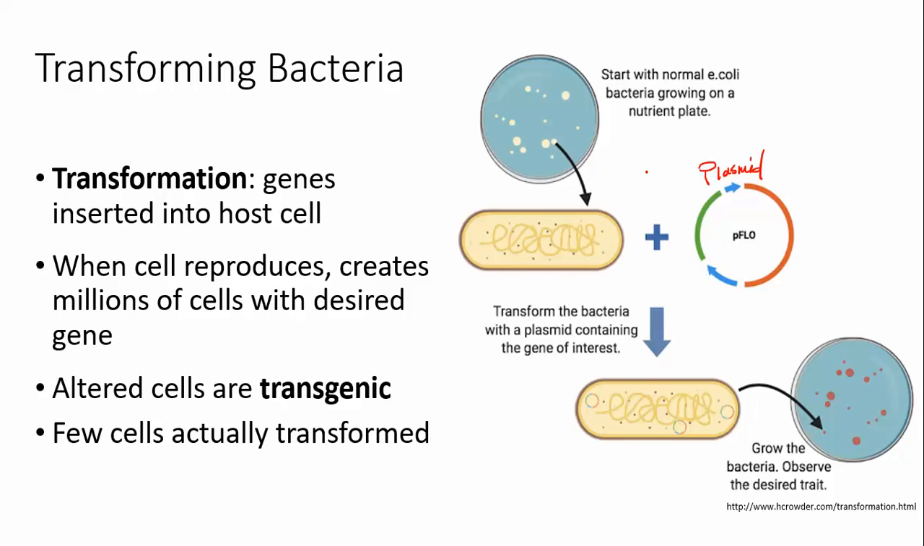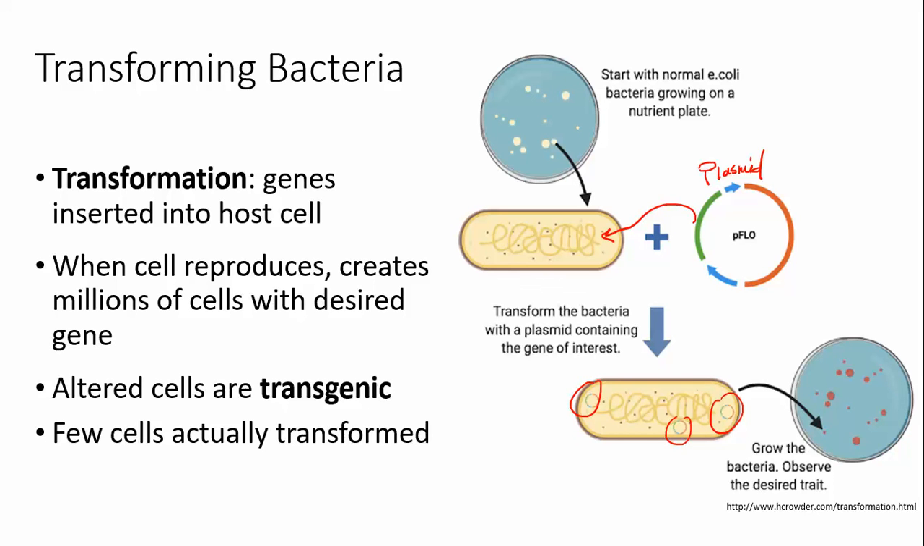But what you do is you basically treat these bacteria in a way that makes them more likely to take up a plasmid. And then you see that plasmid right here. Any bacteria that have that plasmid, usually you'll have some way to weed those out from the bacteria that didn't get transformed. And these bacterial cells that are modified are now transgenic cells. That's what you call organisms that have had their genes changed.